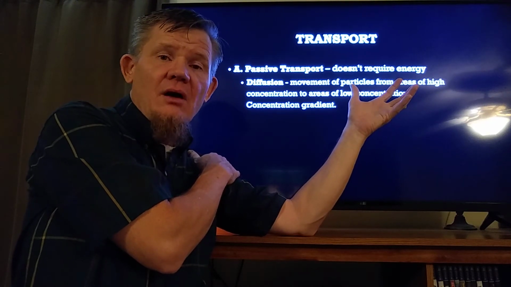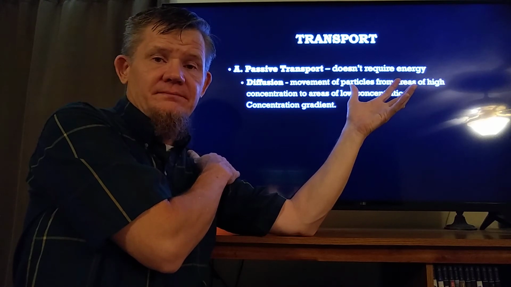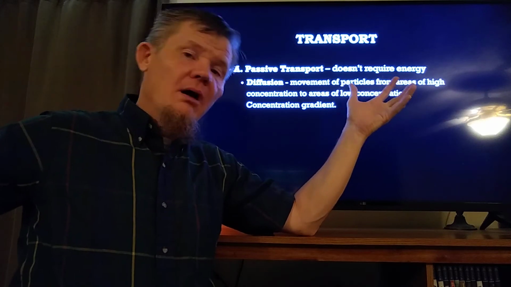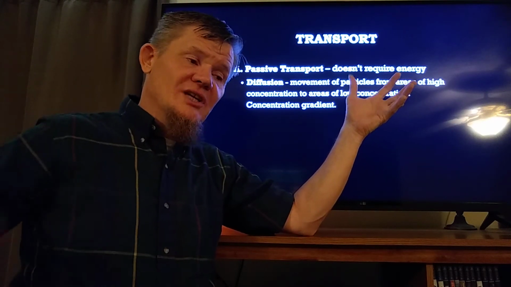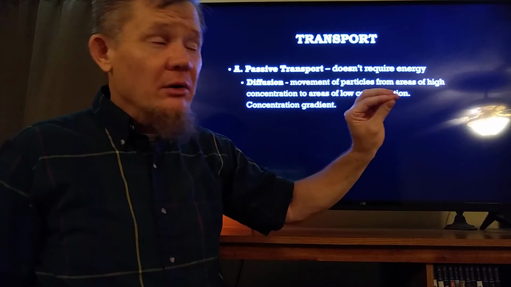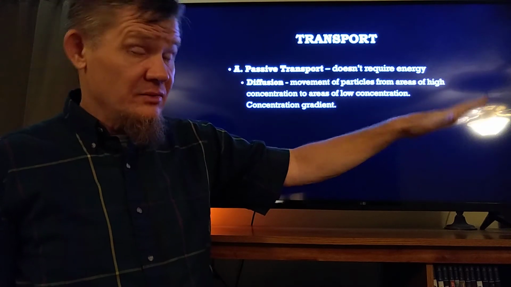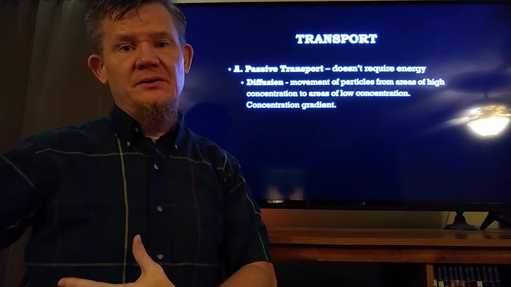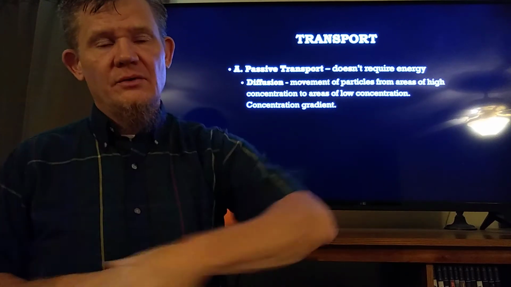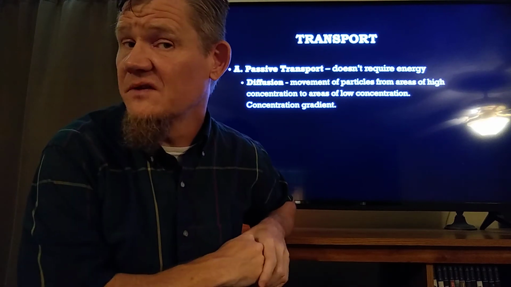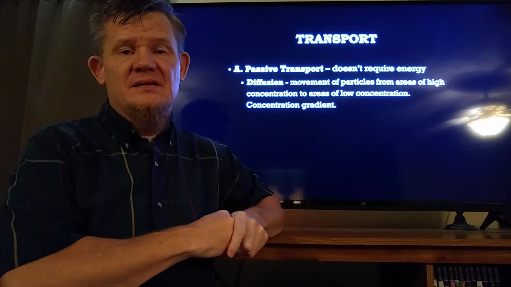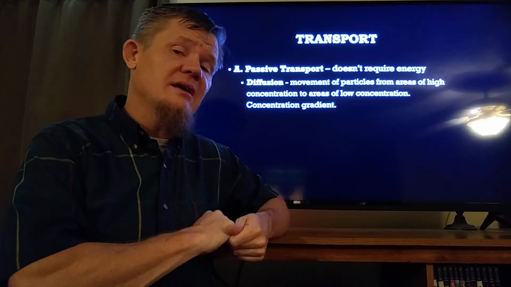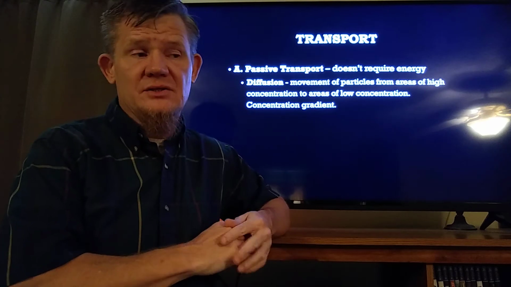Where is my area of low concentration? The rest of the room is the area of low perfume concentration. Are those perfume particles going to stay right there in the corner where it was sprayed? Or are they going to spread throughout the rest of the room? And we know this. It's going to spread throughout the rest of the room. It's going to diffuse throughout the rest of the room. Diffusion. The movement of particles from areas of high concentration to areas of low concentration.